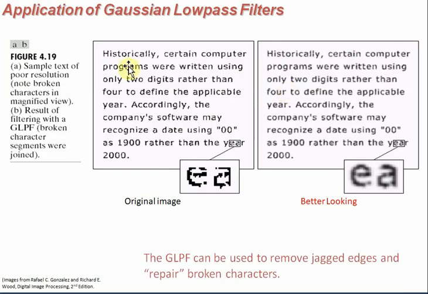Next application: take one sample text of poor resolution. Observe the broken characters in the magnified view also. If I apply the Gaussian low pass filter to this text, I can get an image like this. See this, how I get a better looking image. The broken character segments were joined.